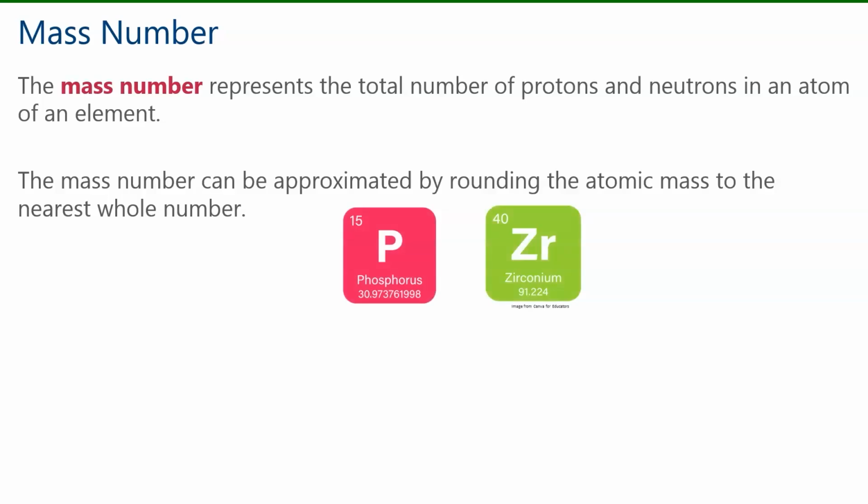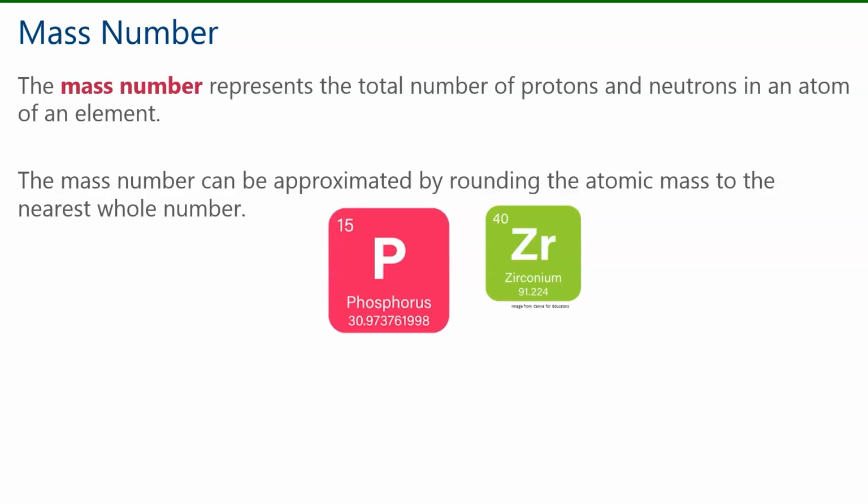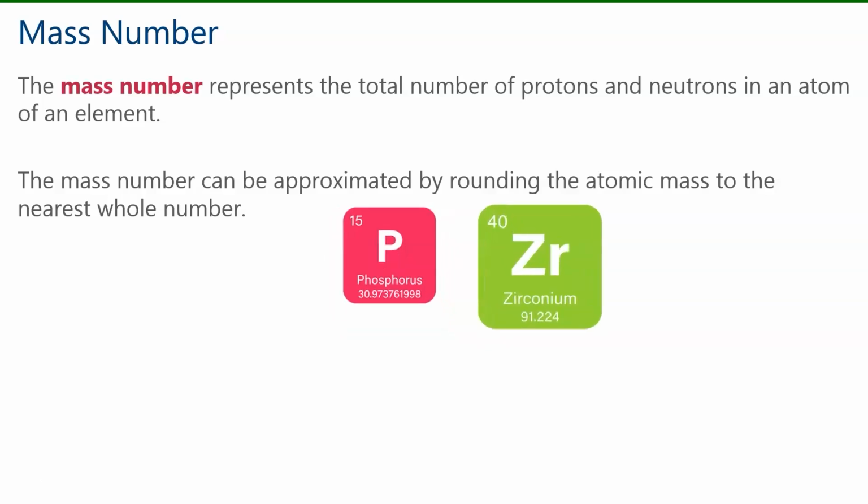Let's look at a couple examples: phosphorus and zirconium. So for phosphorus, the atomic mass is 30.973761998. To get the mass number, we would round that to the nearest whole number. The mass number of phosphorus then would be 31. So that represents the total number of protons and neutrons in an atom of phosphorus. For zirconium, the atomic mass is 91.224. To get the mass number, we're going to round that to the nearest whole number. That becomes 91. So in an atom of zirconium, there are 91 total protons and neutrons.